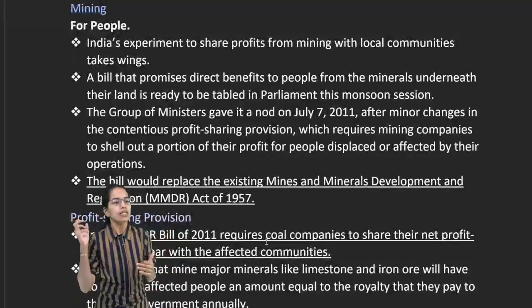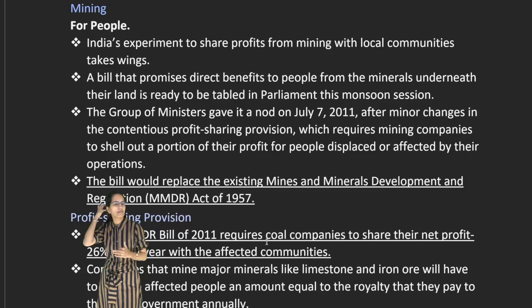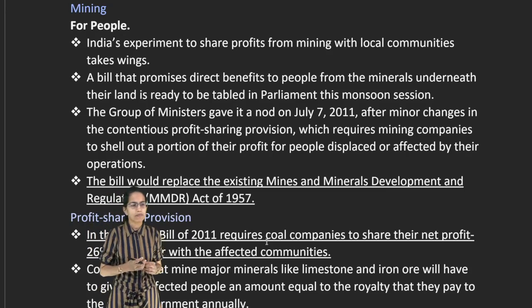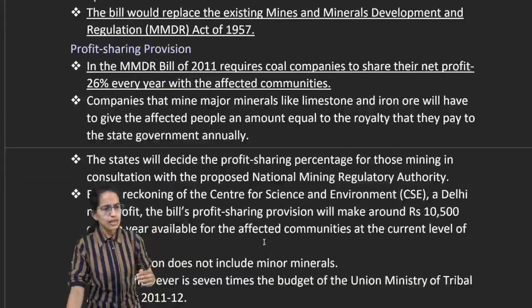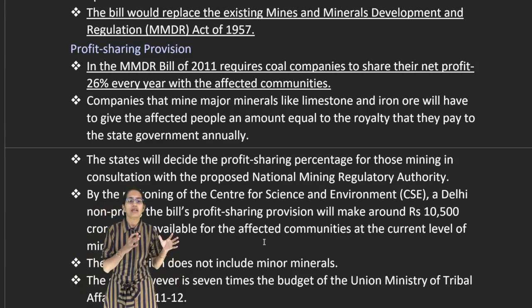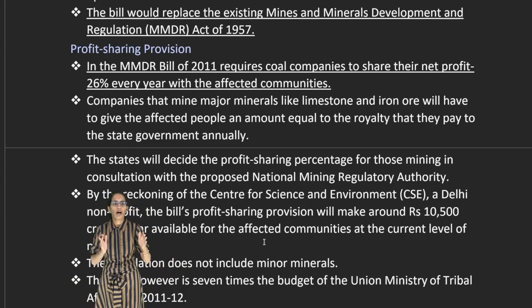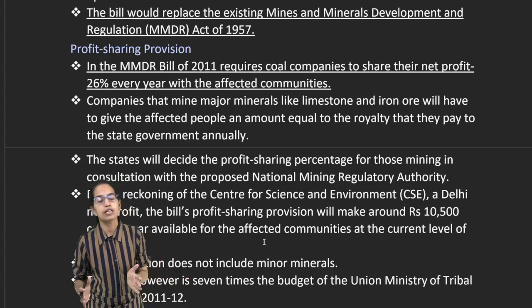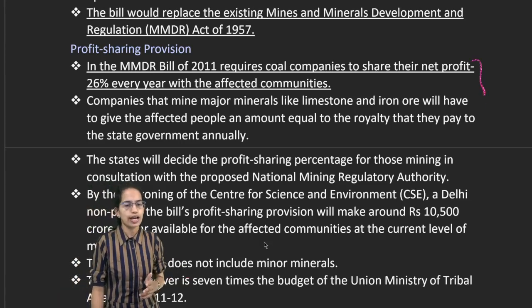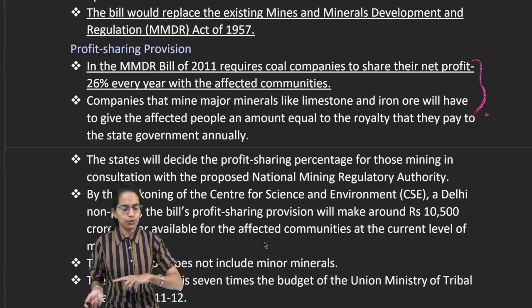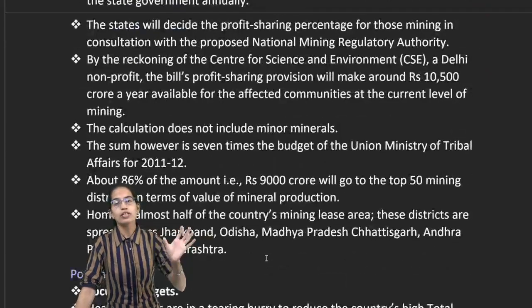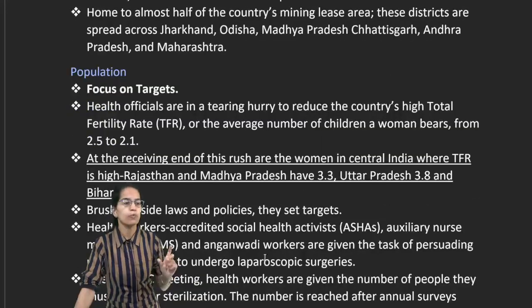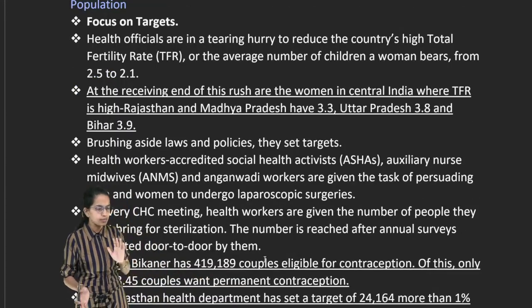there has been a huge number of development in the rural areas. In terms of mining, we would now be replacing the existing Mines and Minerals Development Regulation Act of 1957 by the 2011 Act. The idea is the coal companies must share their net profit of 26% every year with the affected community. Now, this would actually have a good impact on the local area development. However, the calculations are not including the minor minerals, so they should also include the minor minerals as well.